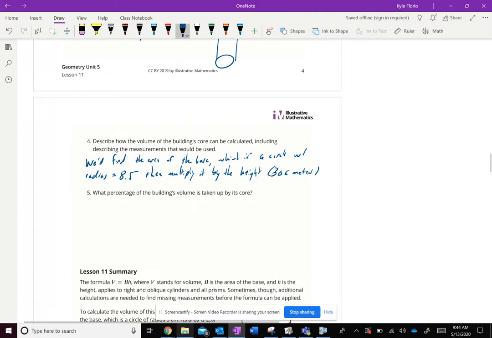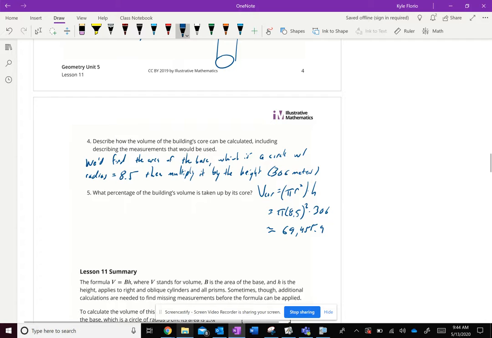So let's just actually find that volume because we're going to need it for the next question anyways. So the volume of the core, or the cylinder, is going to be the area of the base, which is pi r squared, times the height, and the radius is 8.5, and the height is 306. So put that in the calculator, and I'm getting about 69,455.9.